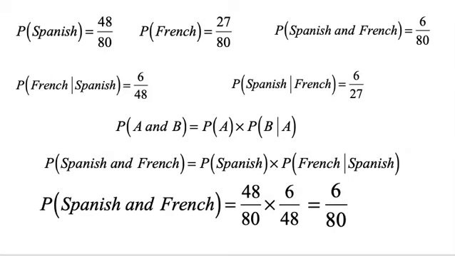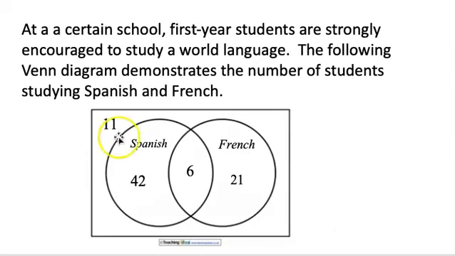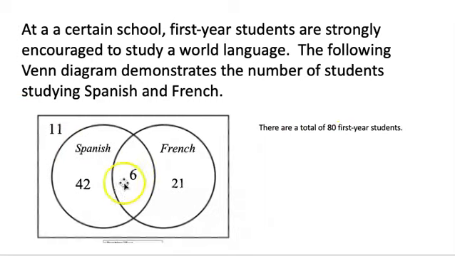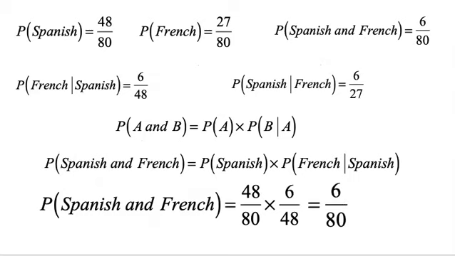How do we know that's the case? 6 out of 80. We had 80 students total. 6 of them were in the middle. Hence, 6 out of 80, right? 80 students total. 6 out of 80 would be in both Spanish and French. So that shows us then that our AND rule is indeed verified, that we get 6 out of 80 using this rule. Probability of Spanish and French is probability of Spanish times probability of French given Spanish.